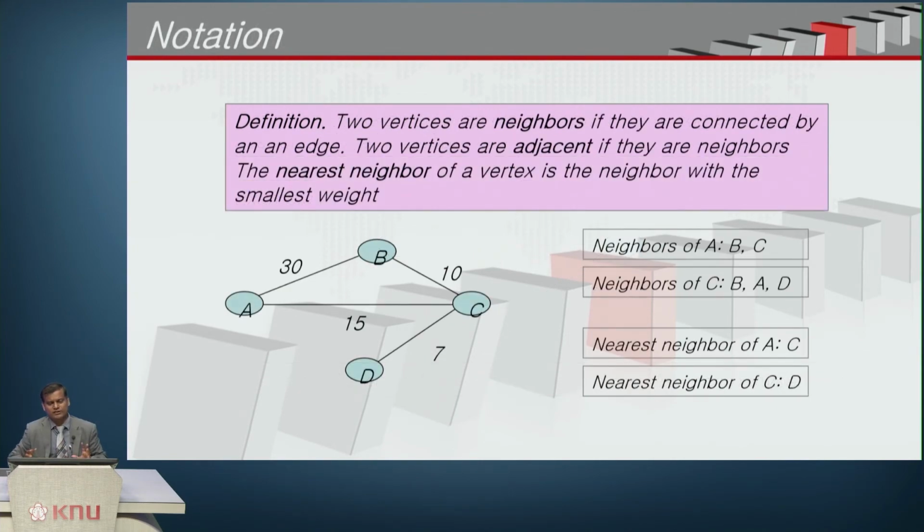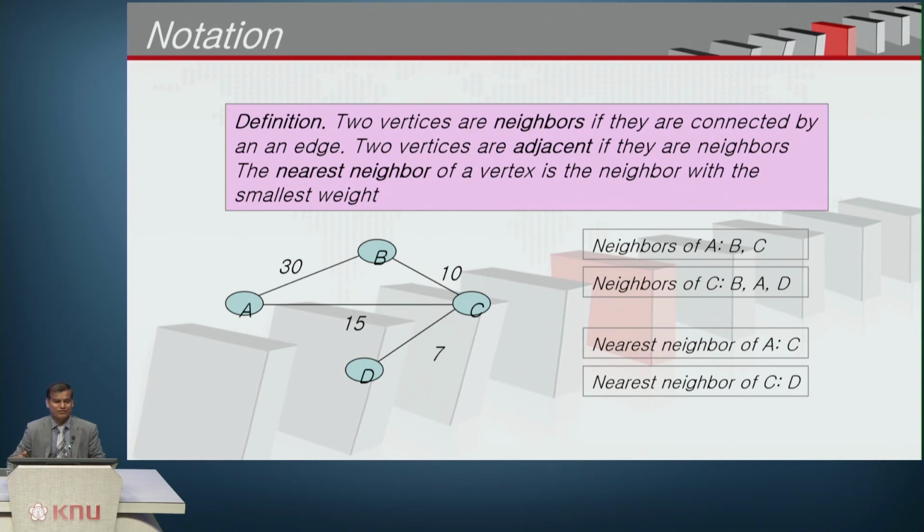Two vertices are neighbors if they are connected by an edge. So you could say that the neighbors of A are B and C, the neighbor of D is C, the neighbors of B are A and C, and likewise the neighbors of C are B, A and D. Two vertices are adjacent if they are neighbors.